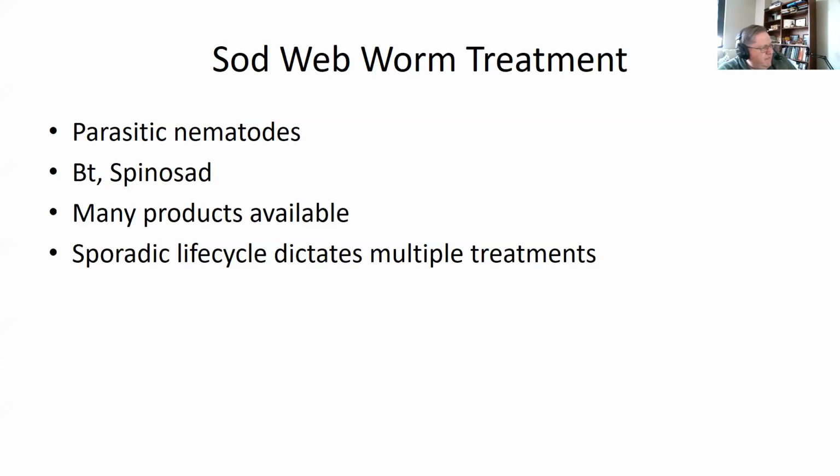Okay, so if you want to try something more organic, sometimes you can find BT products or spinosad products that are registered for them. Places like Gardens Alive will sell parasitic nematodes, but those you have to be careful with. They're a little bit finicky. Sometimes they don't overwinter. Otherwise, there's many products available. I think Ryan Davis, who taught down here a month or two ago, said that he thinks there's over 300 registered products for sod webworm available.